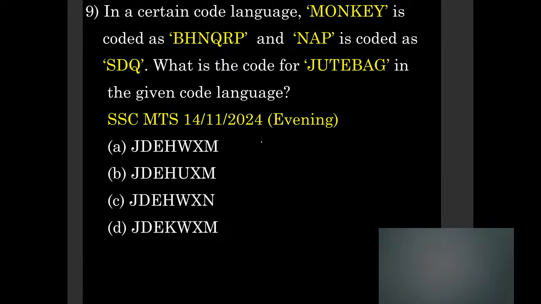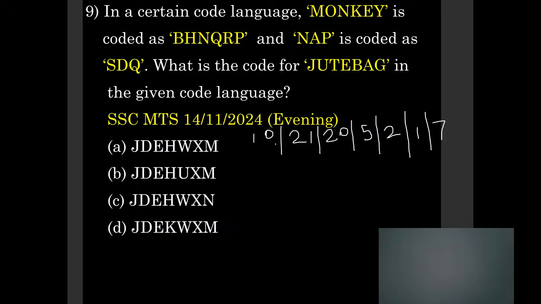Okay, first let us write all the values of jute bag. J is 10. J value is 10. Next, U value is 21. T value is 20. E value is 5. B value is 2. A value is 1. G value is 7. So these are the values of each and every alphabet.